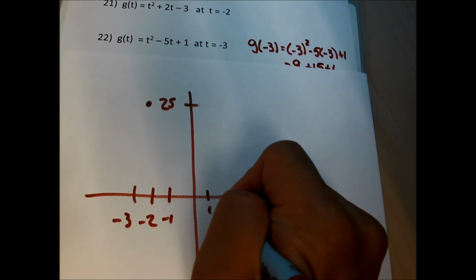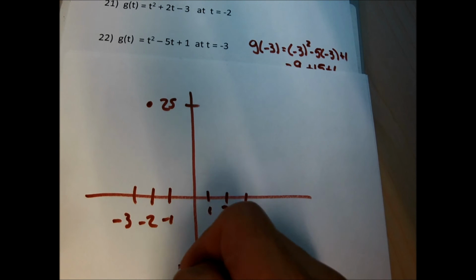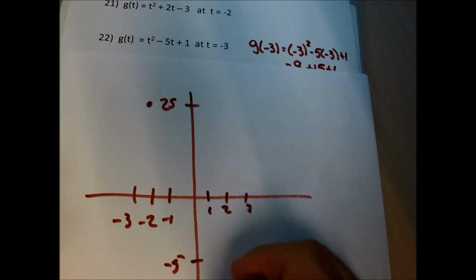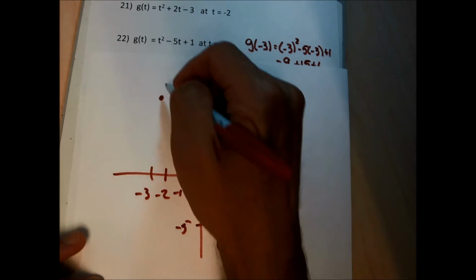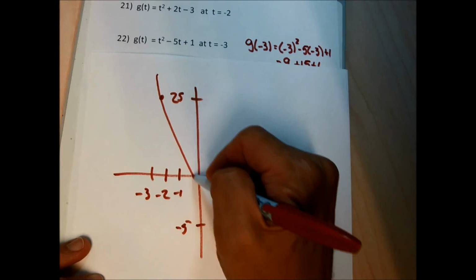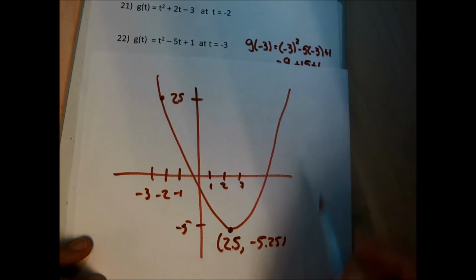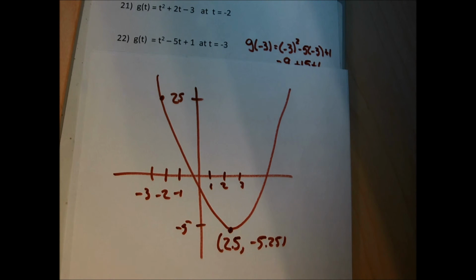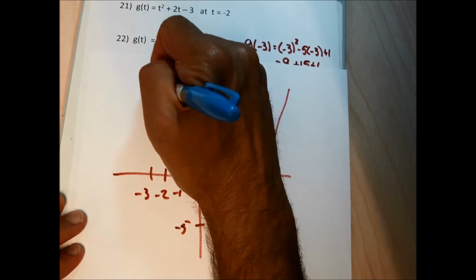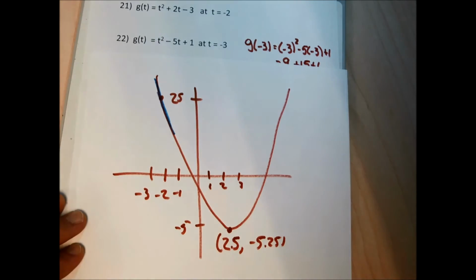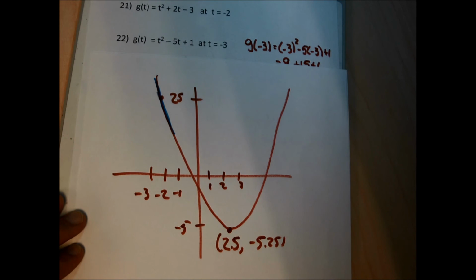Positive 2.5, negative 5.25. So 1, 2, 3, and then I'm just going to call this positive 2.5, negative 5.25. So this is my parabola. It's not a beautiful drawing, but it's good enough. And then the line that I need to draw, I'm going to draw a point that's basically right on top of that point and then connect them. That line right there is going to have a slope of negative 11. Maybe not the best drawing in the world, but it's good enough for us for now.